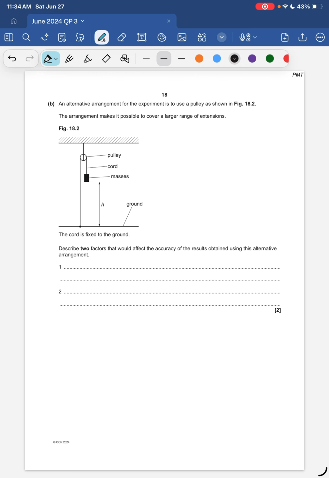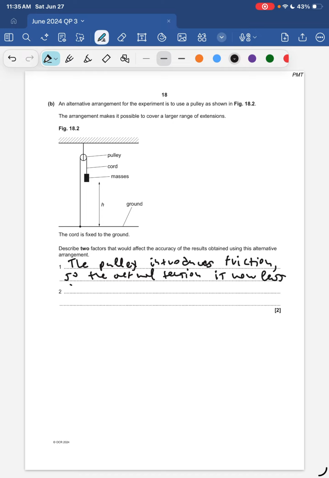Part B. An alternative arrangement for the experiment is to use a pulley as shown in figure 18.2. The arrangement makes it possible to cover a larger range of extensions. Describe two factors that would affect the accuracy of the results obtained using this alternative arrangement. So the pulley introduces friction. So the actual tension is now less than the weight of the masses.